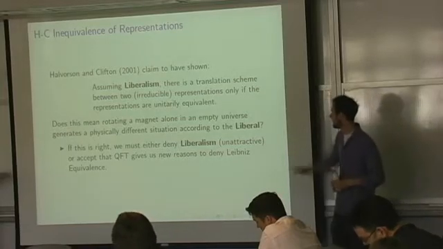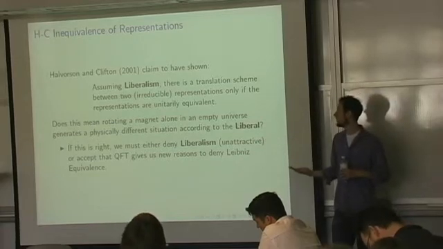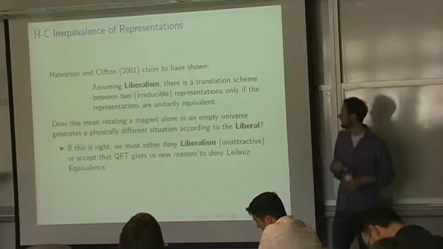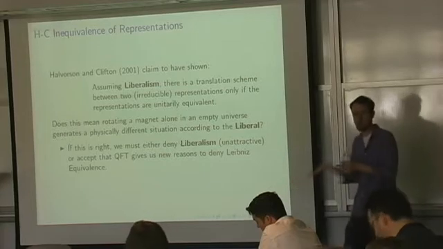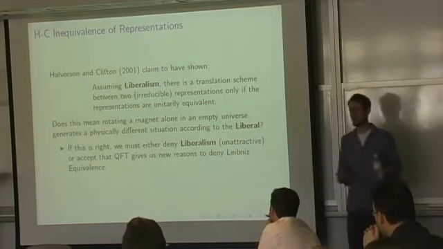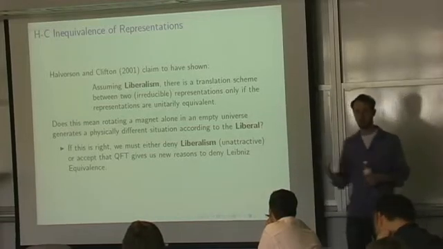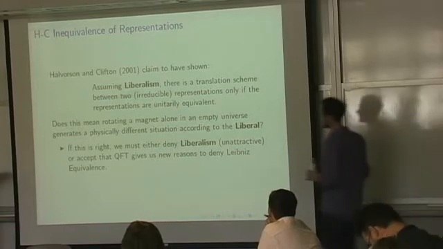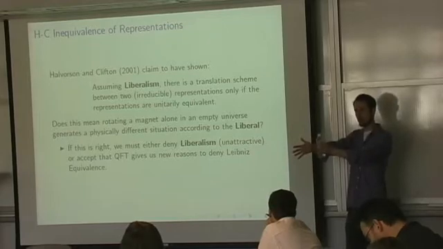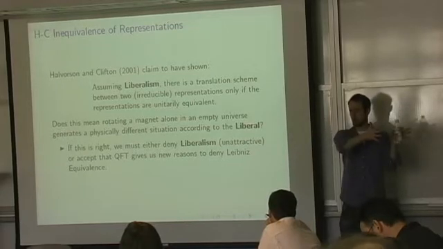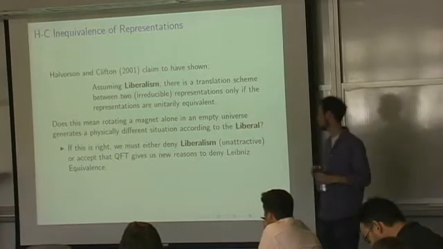So, does this mean that when I take an infinite magnet that's alone in an empty universe, and I rotate it by some angle, I'm generating a physically different situation, according to the liberal? Well, I'm generating a new inequivalent representation, one that's inequivalent to the one I had in the first place. So this result looks like it entails that I'm producing a new physical possibility, because when I take the bunch of states pointing along X, and I rotate them all, I can't translate between those two bunches of states. That's what Clifton and Halvorson say that they've shown.